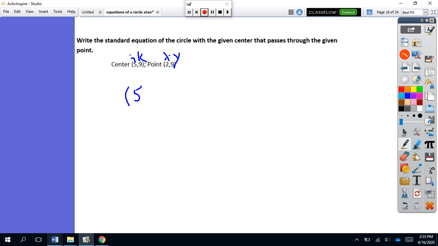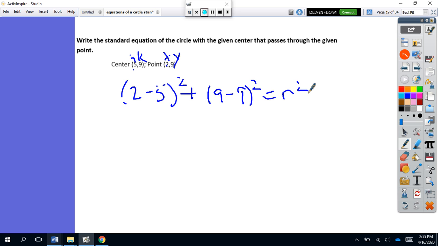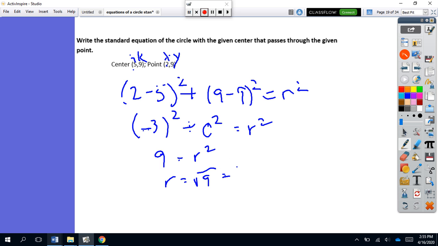Wait, that's wrong. Remember, I do x minus h. So I'm going to do 2 minus 5 squared plus y minus k, so 9 minus 9 squared. That's going to tell me r squared. So 2 minus 5 is negative 3. Negative 3 squared. 9 minus 9 is 0. Well, we've got negative 3 squared, which is 9. So r squared is 9. So r is going to be the square root of 9, which is 3.